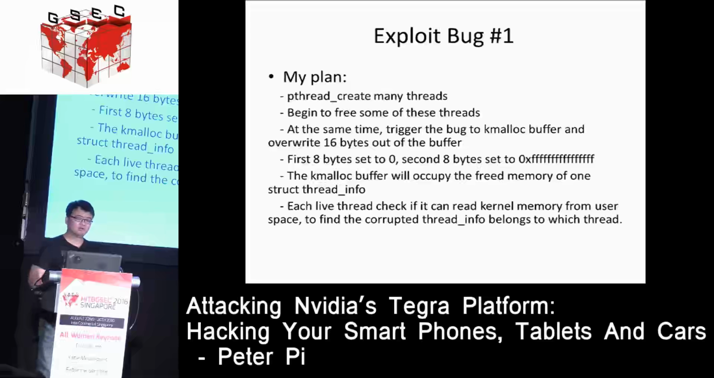After doing this, each live thread checks if it can read kernel memory directly from user space by a trick. We use a pipe to test. We read from the pipe. If one thread can read kernel memory directly in user space, it means that we found the corrupted thread info belongs to this thread.